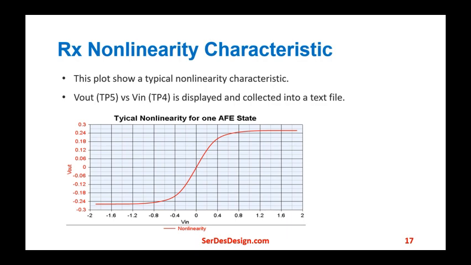The nonlinearity characteristic. This is a plot of a typical nonlinearity characteristic. The Vout at TP5 is collected as Vin at TP4 is varied and collected into a text file. Be sure to capture from minus saturation to plus saturation.